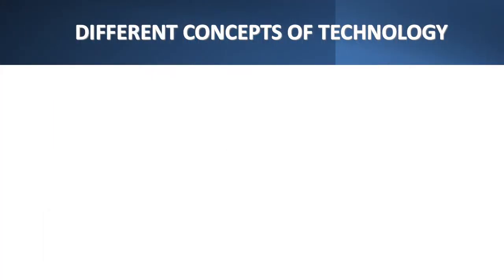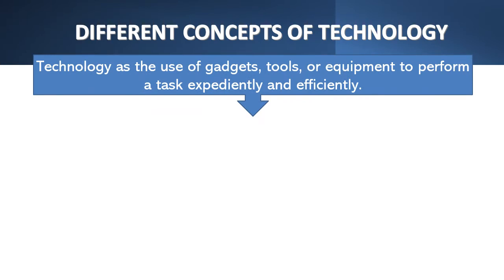Okay, so now I will present to you the different concepts of technology. First concept about technology is technology as the use of gadgets, tools, or equipment to perform a task expediently and efficiently.